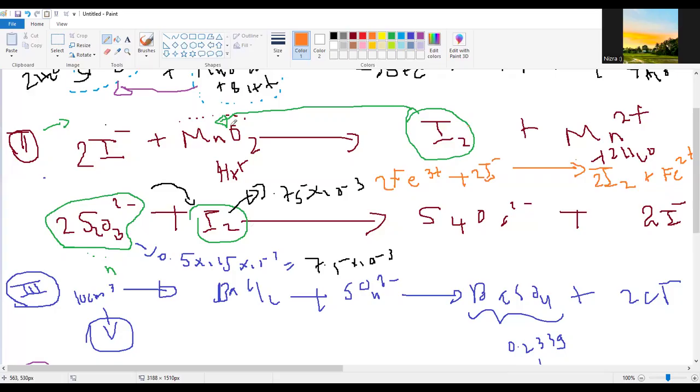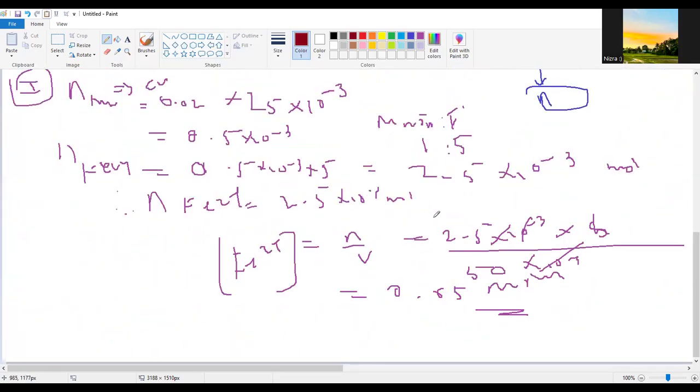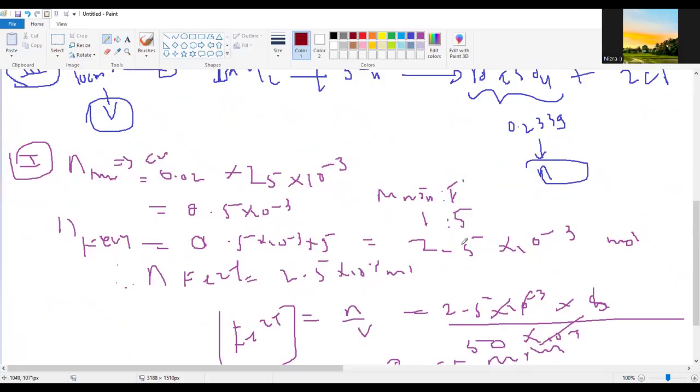Now we have found out the total I2. That is 3.75 into 10 power minus 3. Now we know the Fe3+ concentration, we found it already, 0.05 mole per decimeter cube. Now we actually found the moles of Fe3+, that was 0.5 into 10 power minus 3, right? So this is the moles of Fe3+.